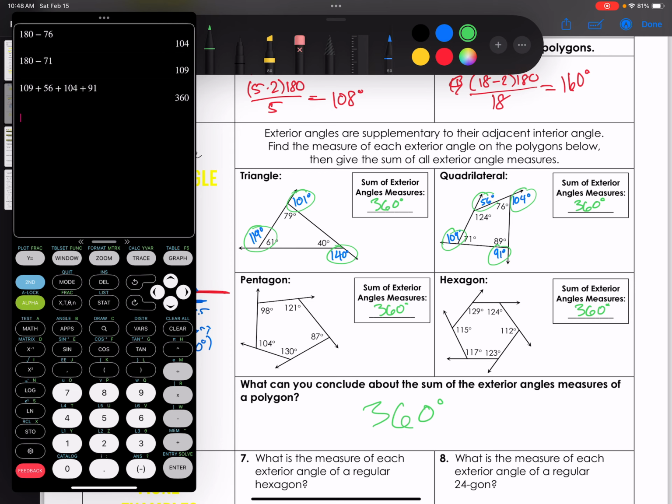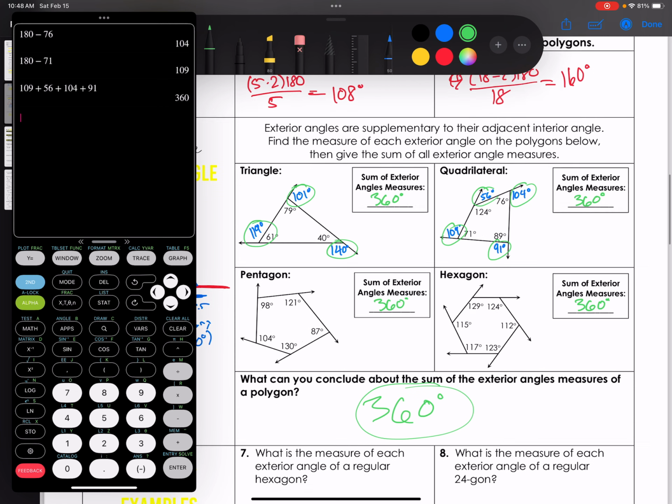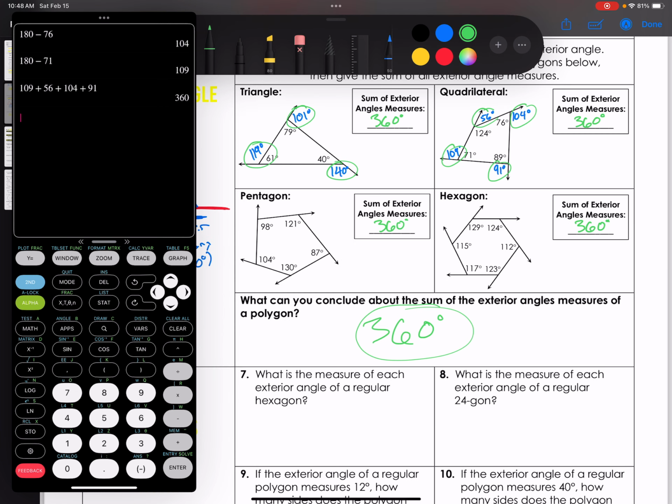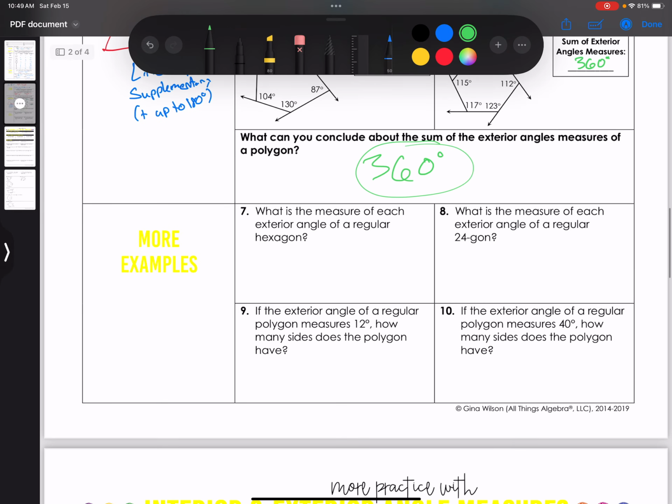If it says exterior angle sum, it's always 360. Okay, so you're not going to run that through the n-2 formula. It is just 360 no matter what. All right, let's look at some examples.